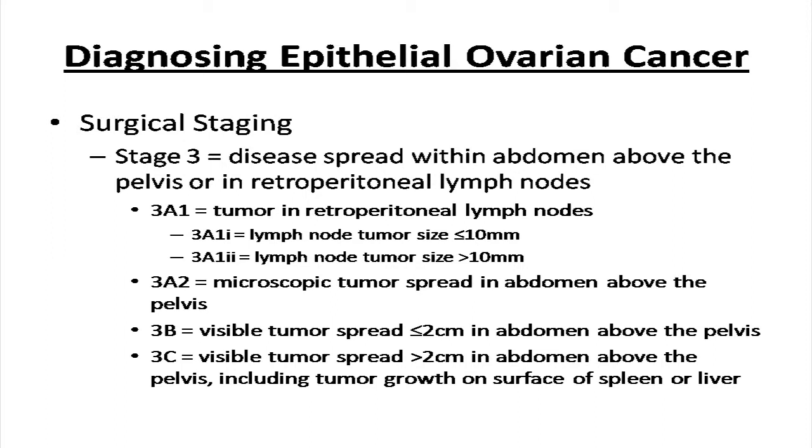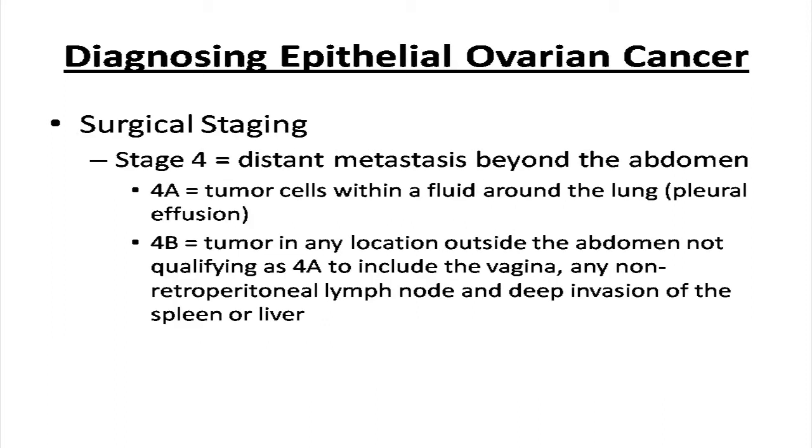3B lesions are actually visible lesions in the abdomen, but they are small, less than or equal to 2 centimeters in size. And 3C disease, which is the most commonly diagnosed stage of epithelial ovarian cancer, is when there's visible tumor metastases in the abdomen that are larger than 2 centimeters in size. This could include spread to the capsule or surface of the spleen or the liver. In stage 4 disease, there's distant metastases beyond the abdomen.